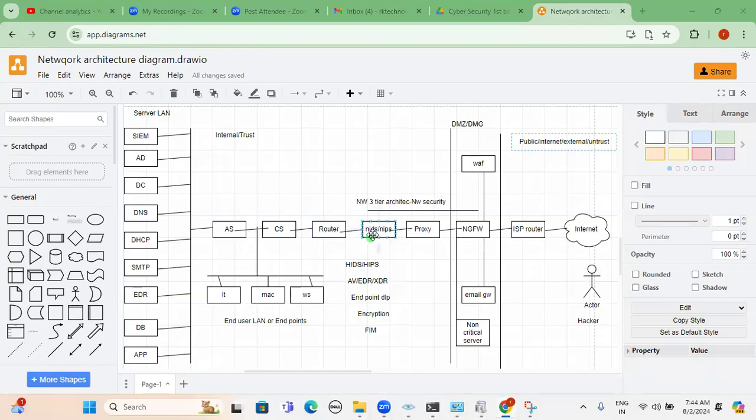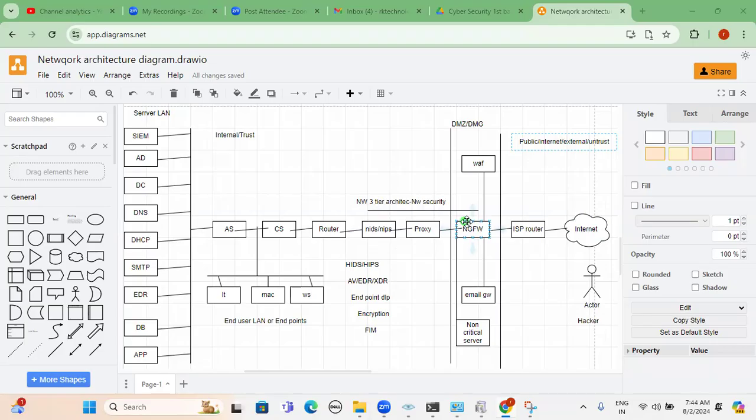And the next one is network IDS and network IPS, a network intrusion detection system and a network intrusion prevention system. Next one is a proxy server, web gateway, secure web gateway, or application gateway. Next one is the next generation firewall, or firewall. Next one is the ISP router. Next one is the internet. So regarding the next generation firewall, there are two different firewalls every organization will maintain.